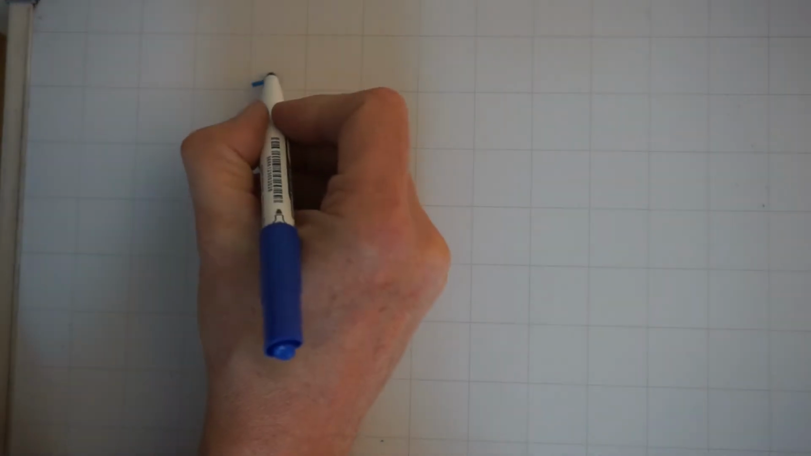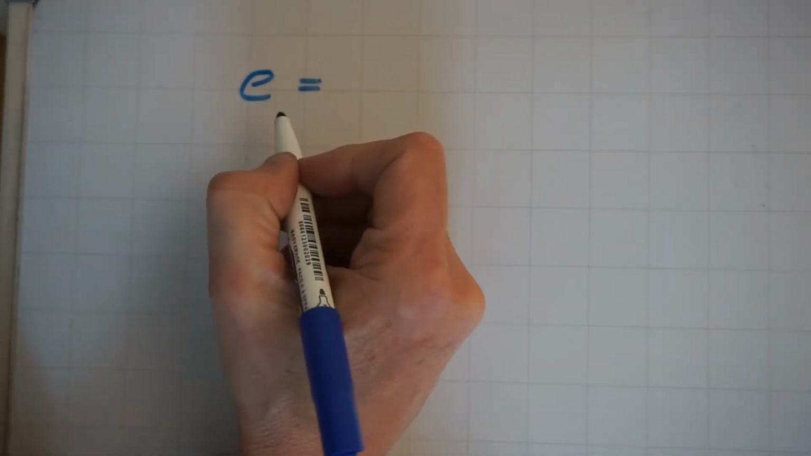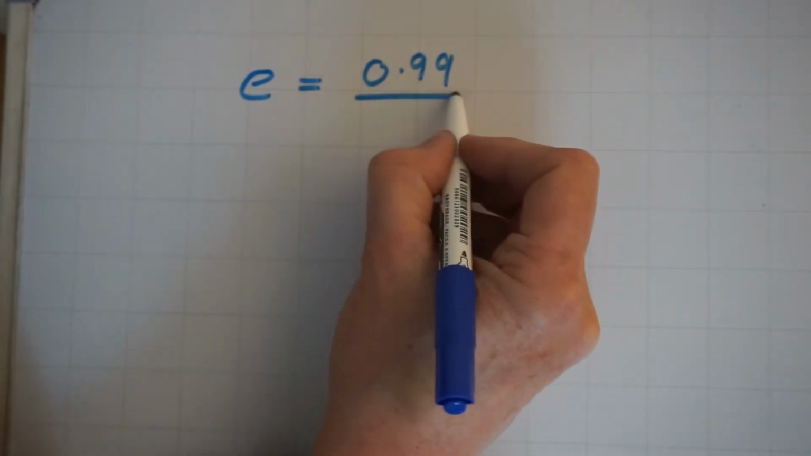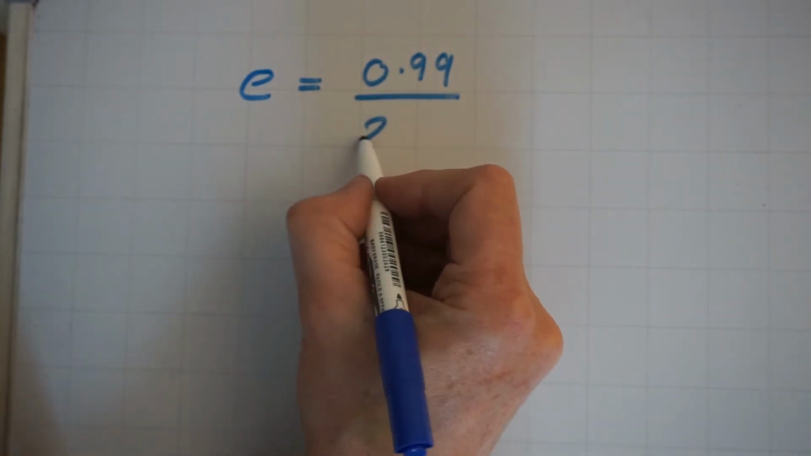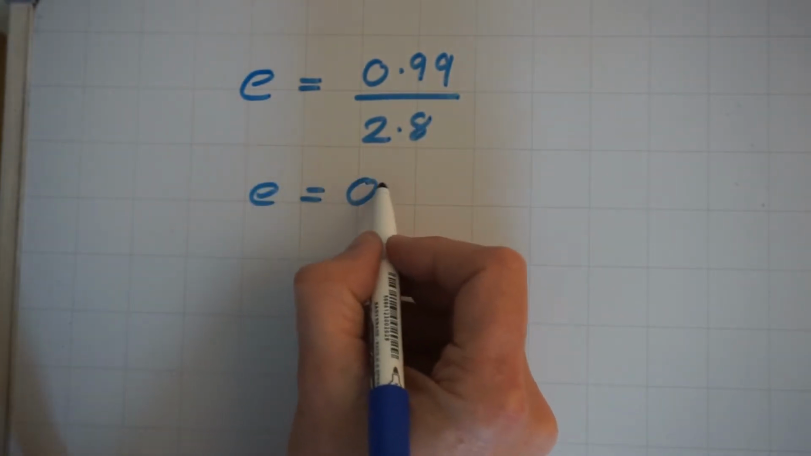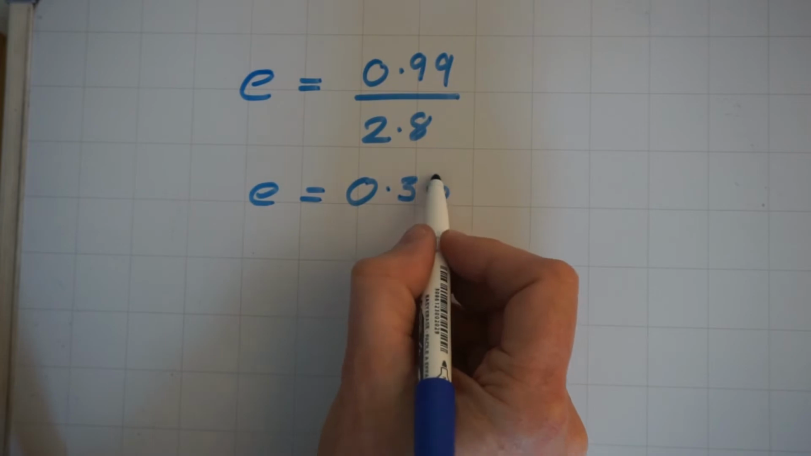Now that we have these speeds, we can calculate E. E will be the rebound speed, 0.99, divided by the impact speed, 2.8, which gives us E equal to 0.35. We can now use this value of E to see what happens when the ball hits the wall.